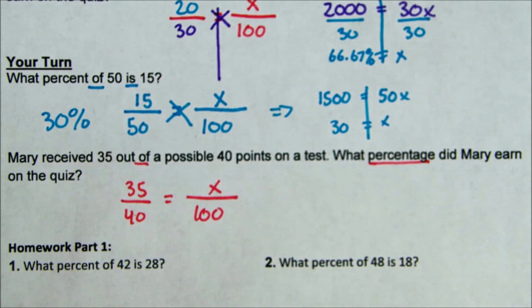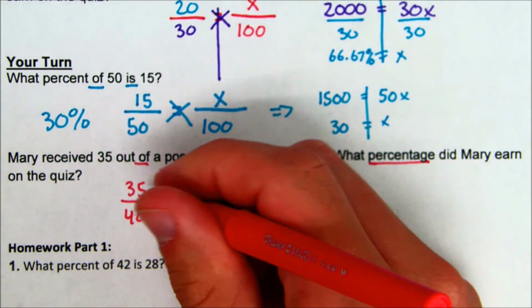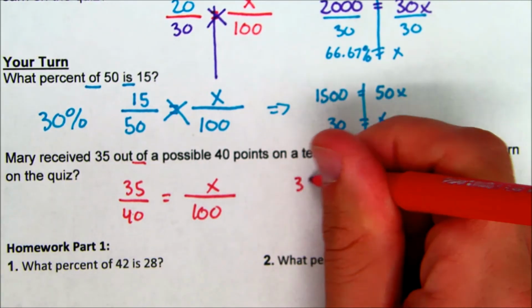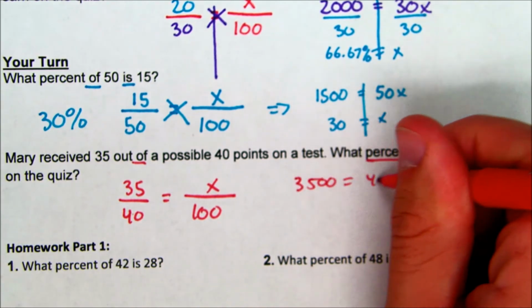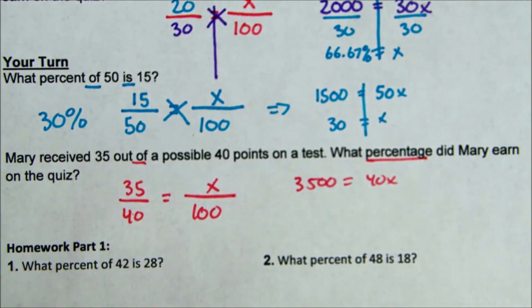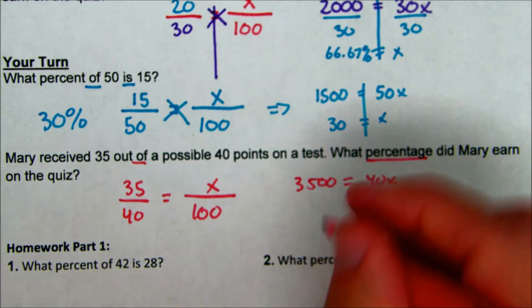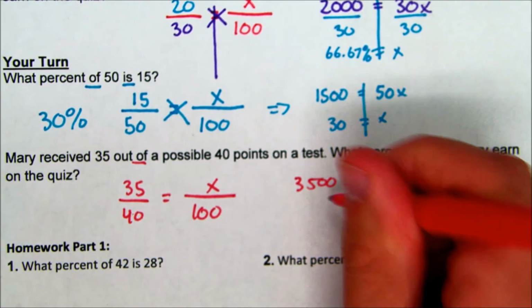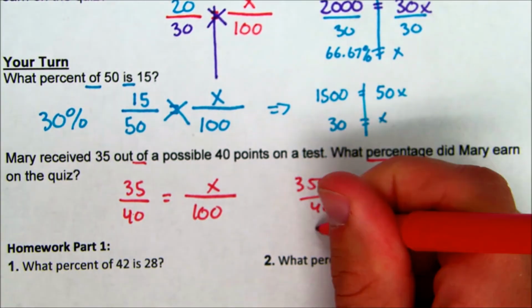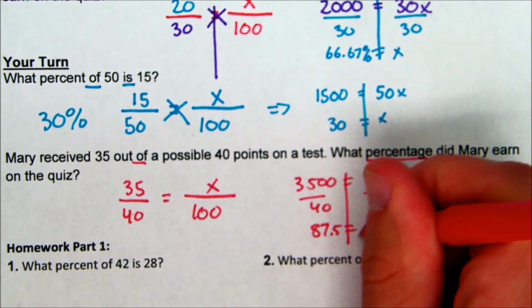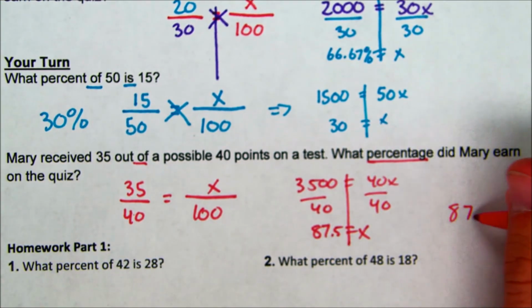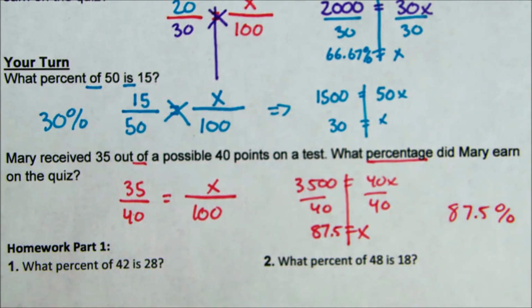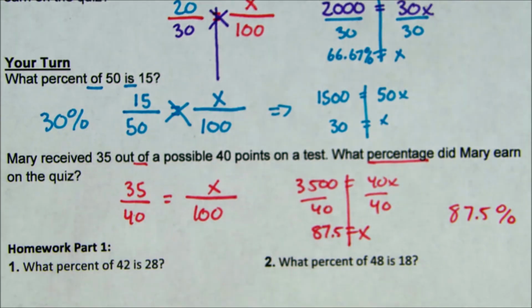So I'm going to go ahead and cross multiply. So I get 3,500 equals 40x. Divide both sides by 40. And Mary got an 87.5%. So she got a B. So that is the beginning on how to use this proportion, this formula, to solve percent problems.